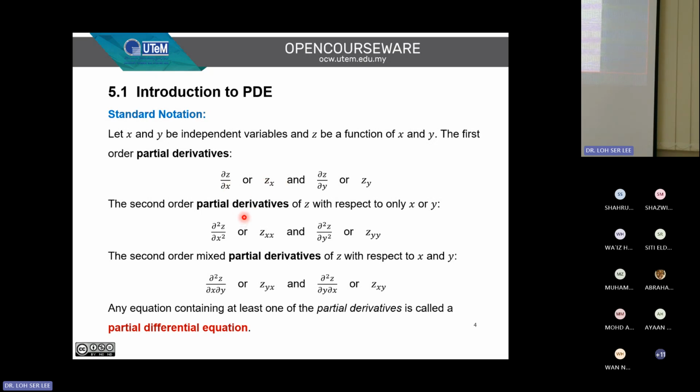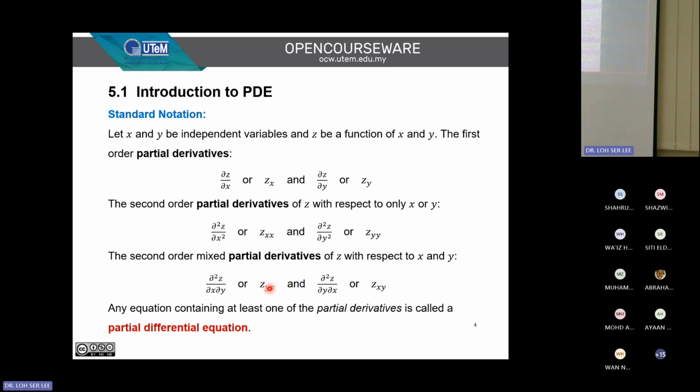For second partial derivatives, this is second order: z subscript xx, meaning we are differentiating z with respect to x twice. Or we can also write it in this form, ∂²z/∂x². They are the same, referring to the same thing. Another one is the second order mixed partial derivative, meaning that we have x and y. We are differentiating z with respect to y, then x. These two are referring to the same thing.